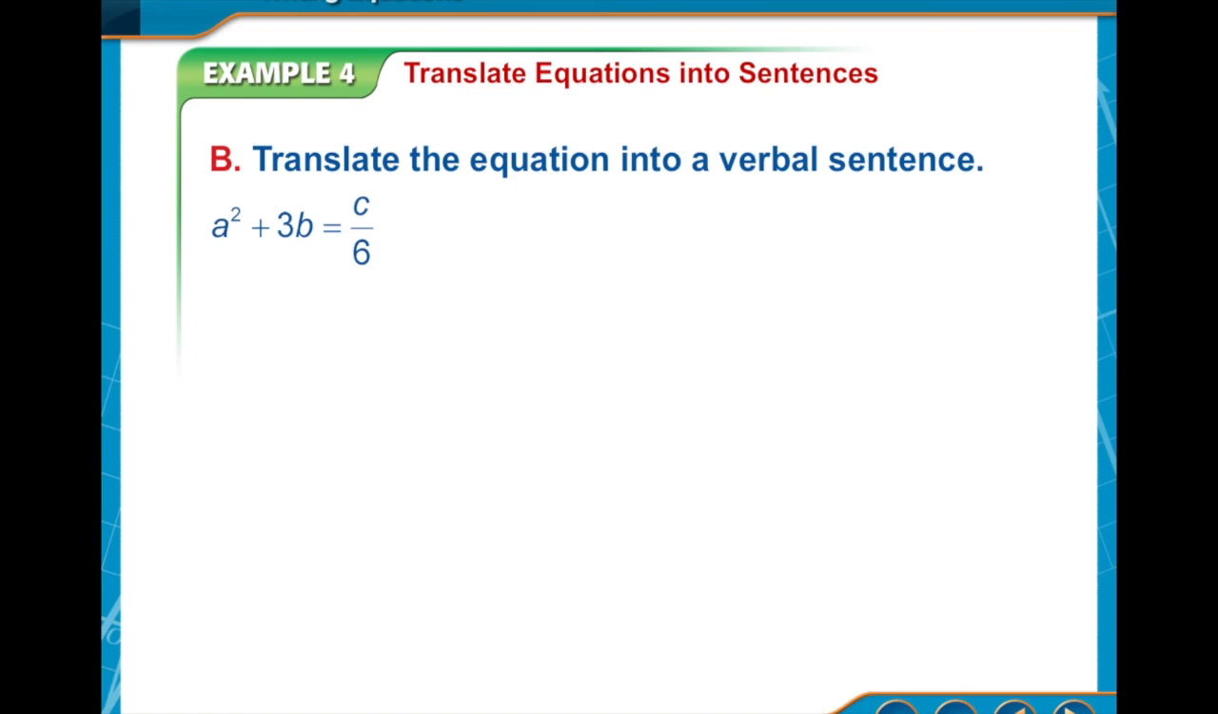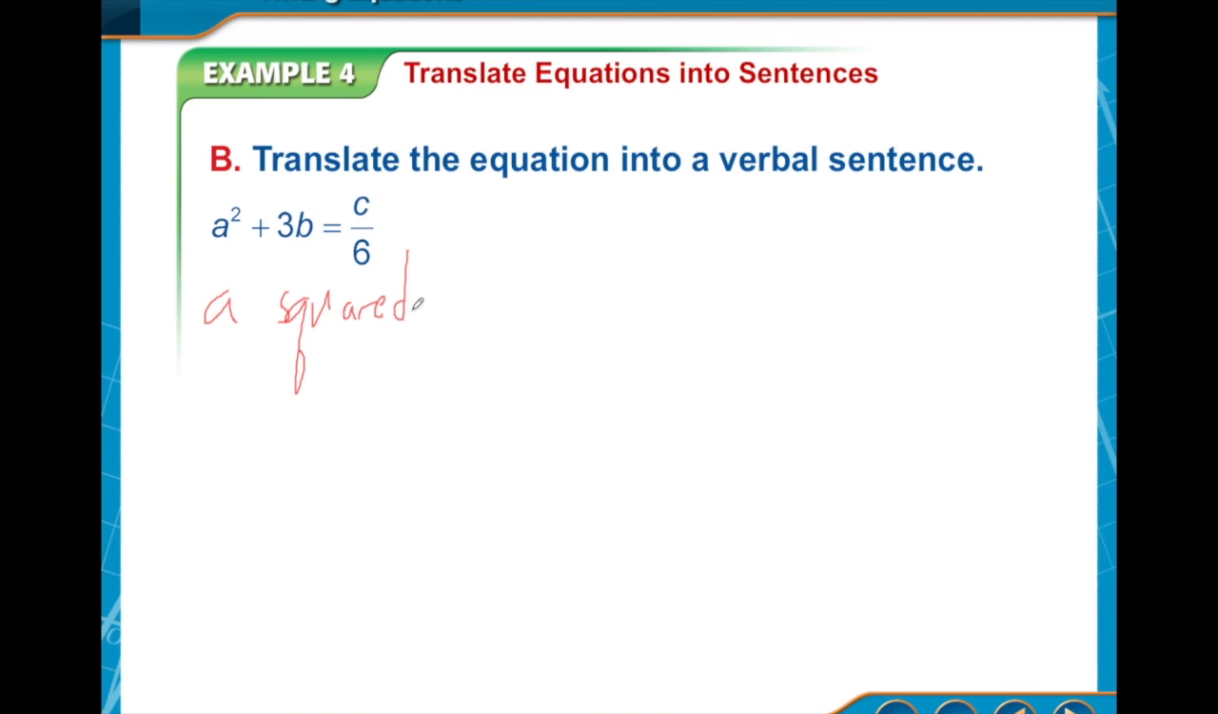So for B, we need to translate this equation into a verbal sentence. So again, we're working backwards. Given the letters, can we make it into a sentence with that information? So here I see we have A squared. So I'll say A squared. You could also say to the power of 2, but squared is an easier way to say that in much shorter words.